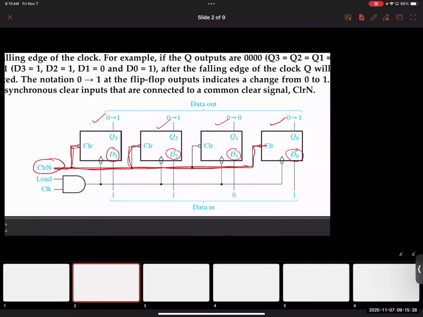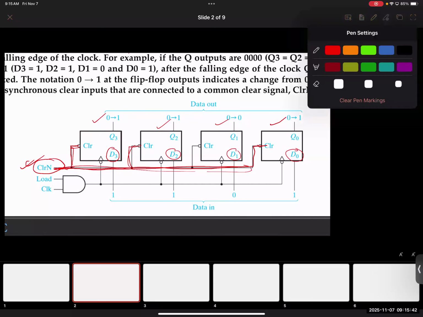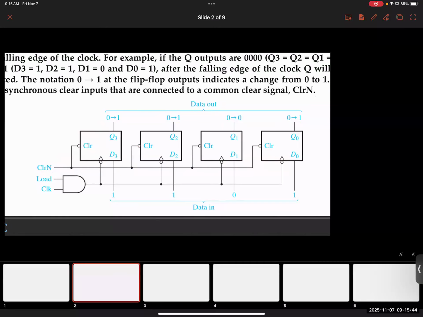If you want to get everything cleared out, maybe if you want to reset your register to 0000, just activate the clear input and it will reset everything to 0000. All right. Typically, registers need to be reset every once in a while. So we need this input. Okay. Now, next.